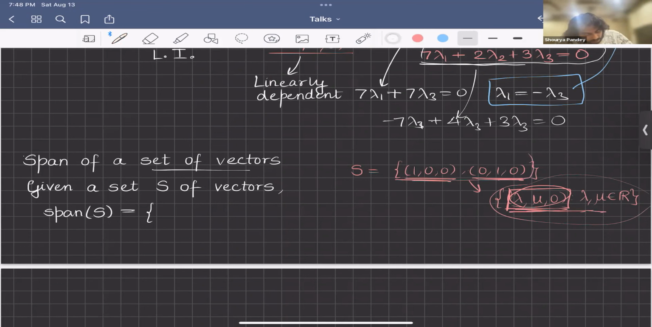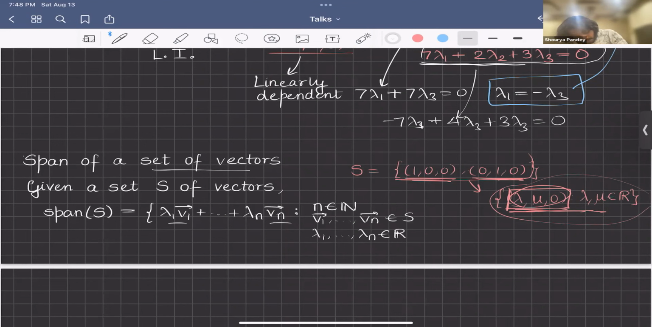The formal definition is simply the linear combination of vectors, where n is some natural number. Note that it's a finite linear combination. So even if S has infinitely many elements, for the span you'll only take any finite subset and make a linear combination of those. So V1 up to Vn are in the set, and lambda 1 up to lambda n are reals.